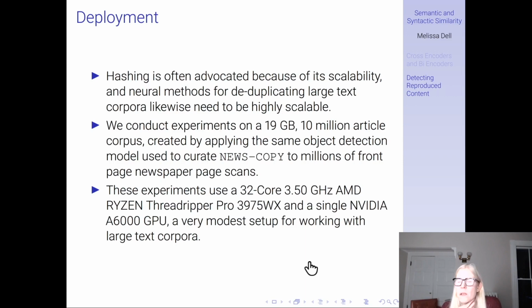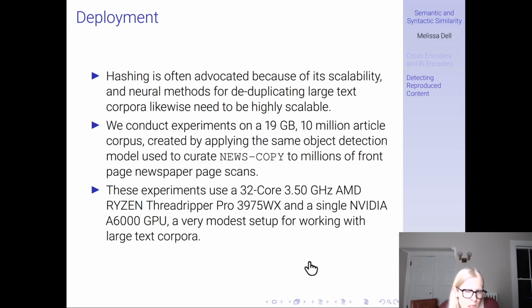Another question might be, well, locality sensitive hashing, LSH, is used because it's super data efficient. It runs very quickly. And oftentimes when we're working with text, we have these massive text corpora. So how costly is it to deploy the neural methods? We conduct experiments on a 19 gigabyte, 10 million article corpus that is created by applying an object detection model to newspaper page scans.